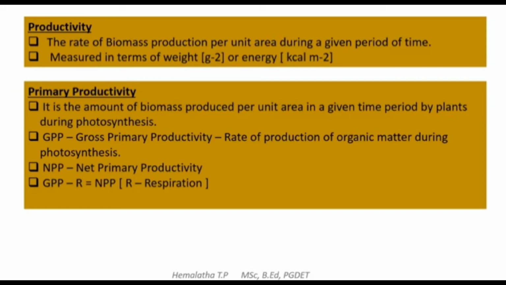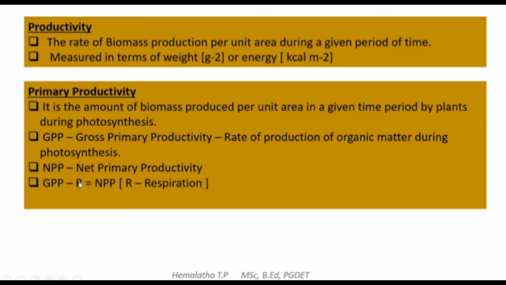In the same way here also, gross primary productivity is the total amount of organic matter produced by the plants during photosynthesis. There is no reduction in this. Whatever complete production takes place by the plant is called gross primary productivity. But after some time, something should be reduced, right? Then only we can call it net primary productivity.